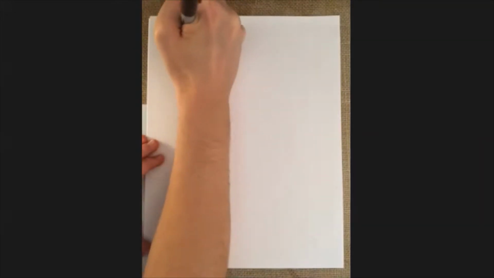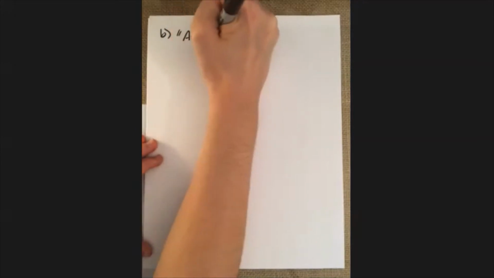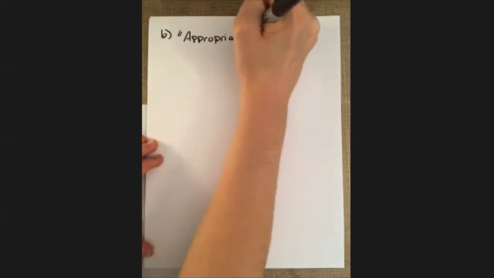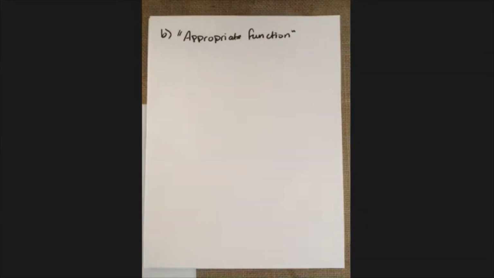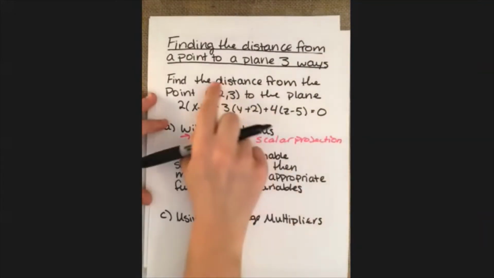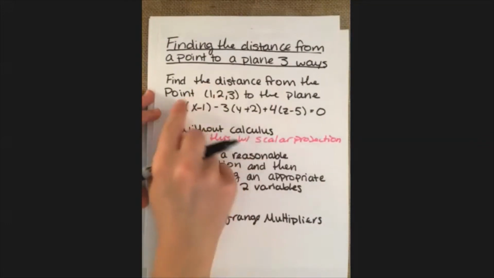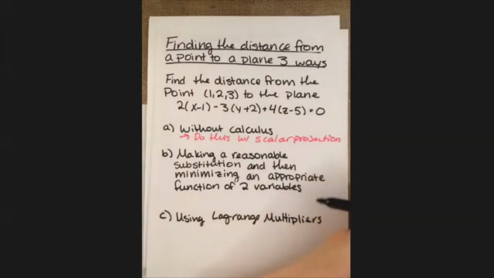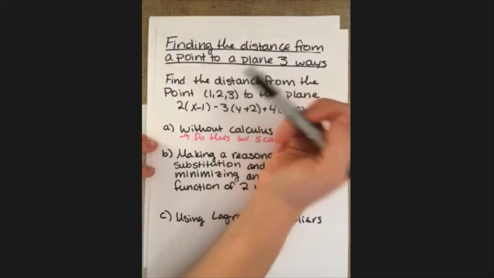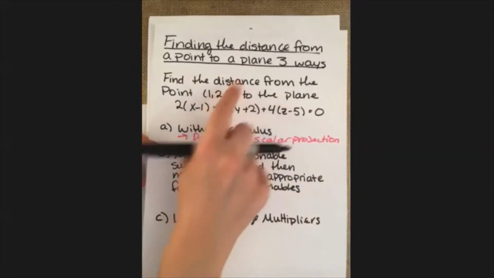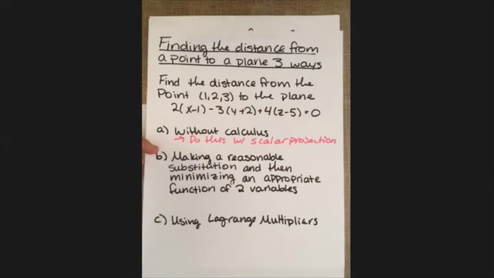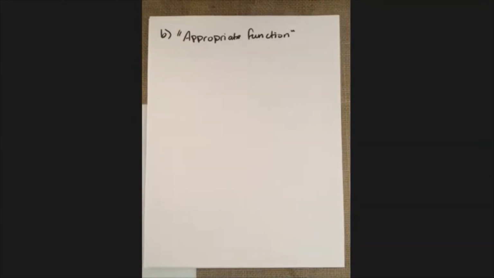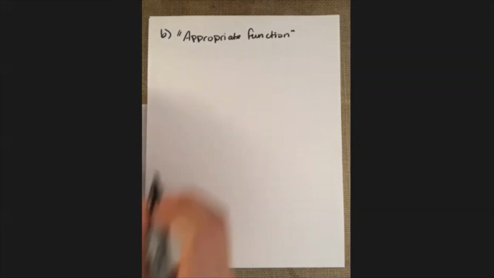So our appropriate function, this is what we're trying to minimize. And if we go back to the statement of the problem, we want to find the distance from a point to the plane. So what we're really going to wind up minimizing here is going to be the distance, okay? So we're minimizing the distance between the point and something that is on that plane, specifically a point. So perhaps an appropriate function, at least to start with, might be the distance between 2 points.